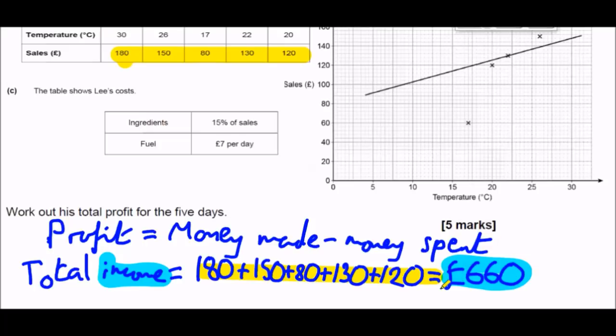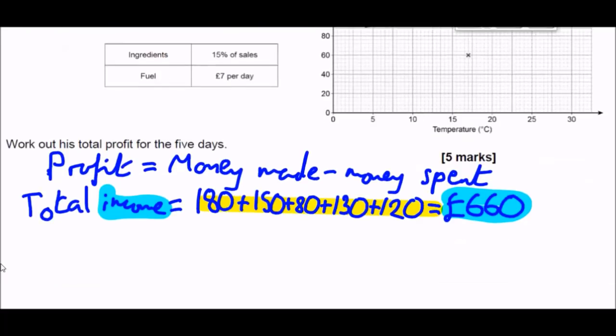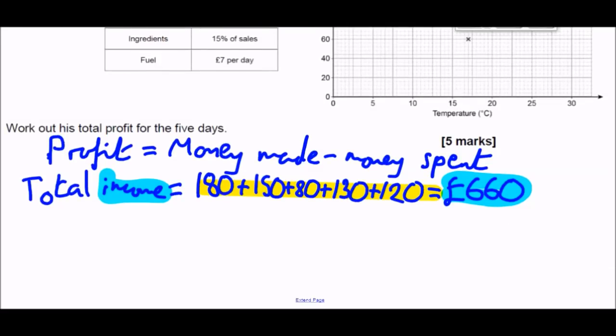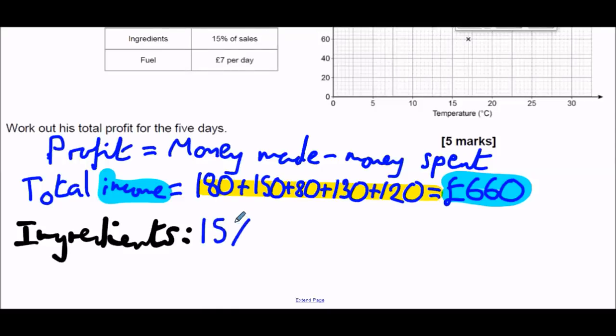So he's spending money on two things, the ingredients and the fuel. So we've got a formula here for ingredients, the spend he's going to make on the ingredients. What he's spending on ingredients is going to be 15% of the sales. So it'll be 15% of 660.